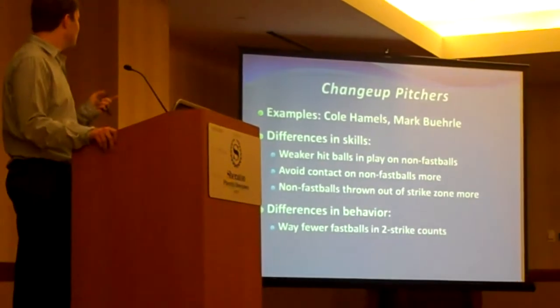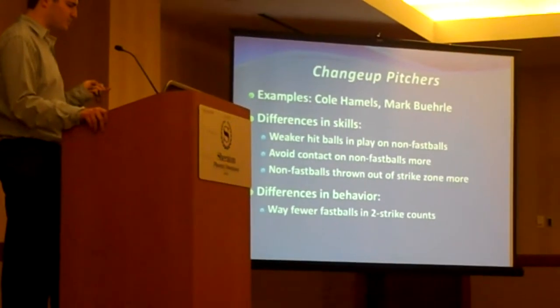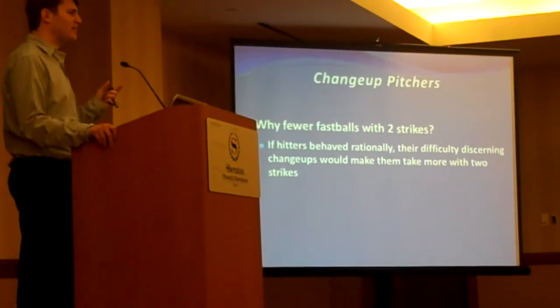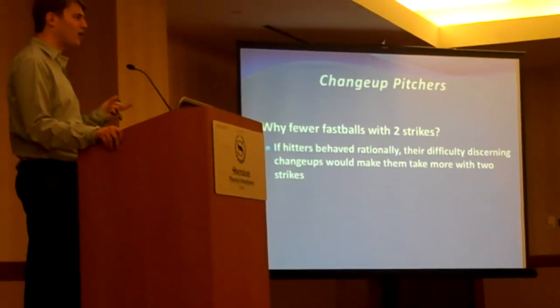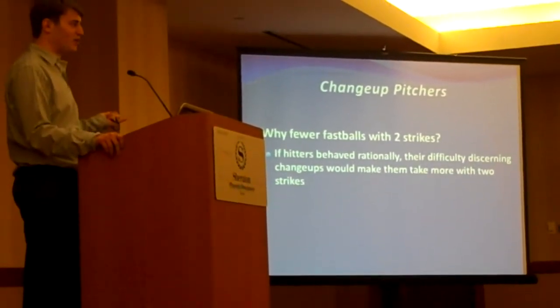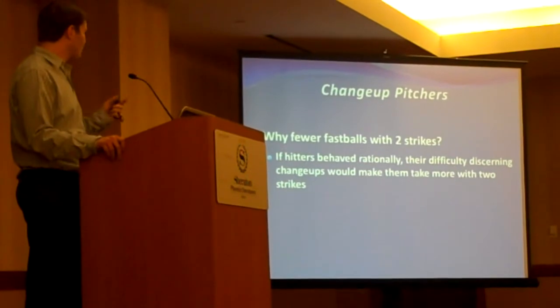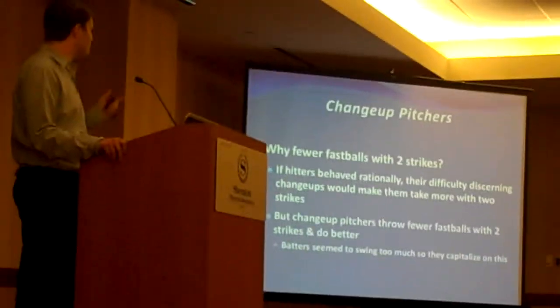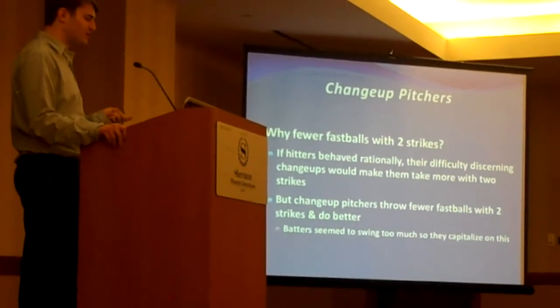When it comes to behavior, a major difference is that they throw way fewer fastballs in 2-strike counts than other pitchers. So that might surprise you if you saw the articles at Hardball Times where I talked about how, if hitters were behaving rationally, then a good changeup pitcher is going to need to throw more fastballs in those counts to entice the batter to swing at all. But we learned before batters aren't behaving all that rationally. They seem to be extra antsy with 2 strikes. So it turns out changeup pitchers are throwing fewer fastballs with 2 strikes. They should be taking it even further than that. Their changeups do even better with 2 strikes versus other pitchers' non-fastballs. And the batters just swing too much, and they should be trying to get away with this.